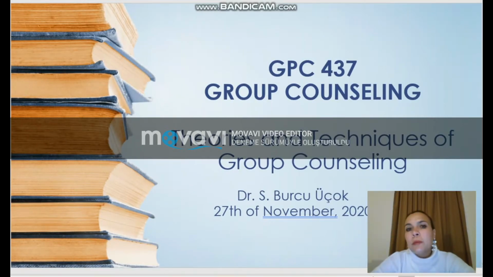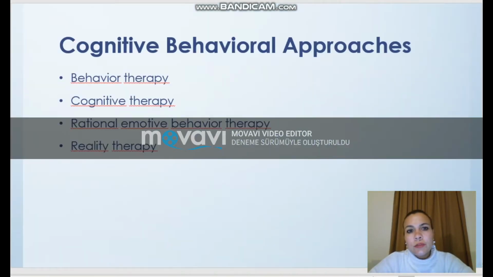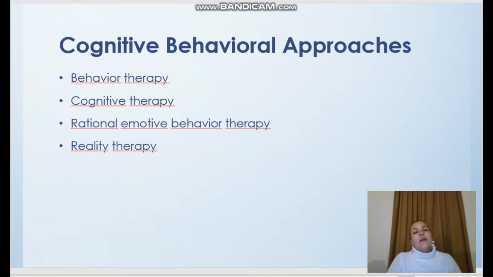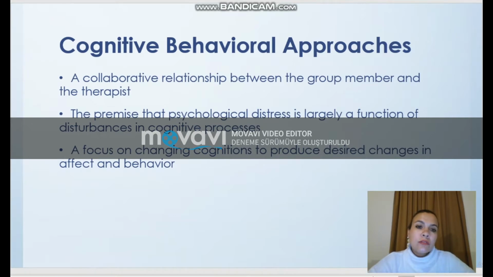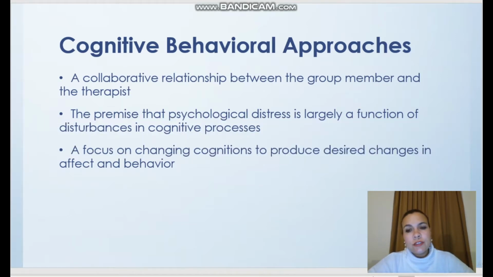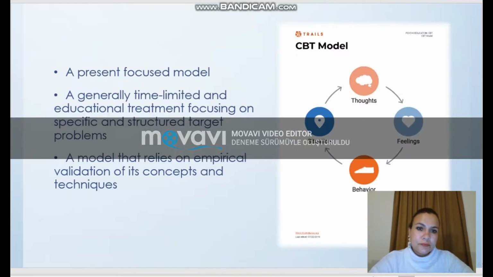In this lesson, we'll talk about cognitive behavioral therapies. You already know that cognitive behavioral approaches consist of behavior therapy, cognitive therapy, rational emotive behavior therapy, and reality therapy. And there are some general key concepts all share in common. In all of them, a collaborative relationship between the group member and the therapist is appreciated. The premise that psychological distress is largely a function of disturbances in cognitive processes is shared, and there is a focus on changing cognitions to produce desired changes in affect and behavior.